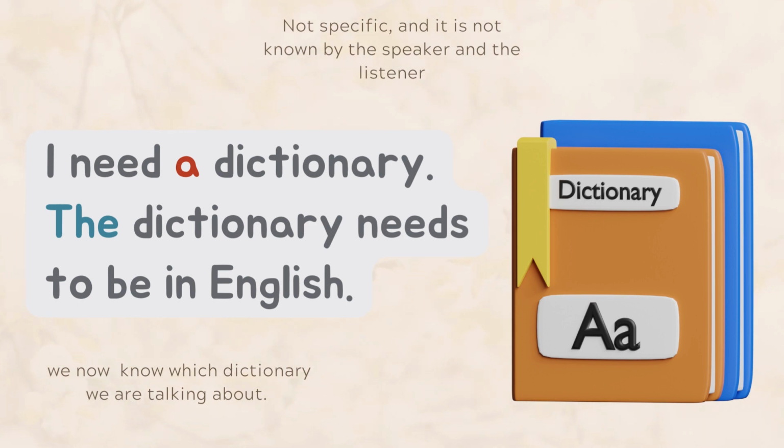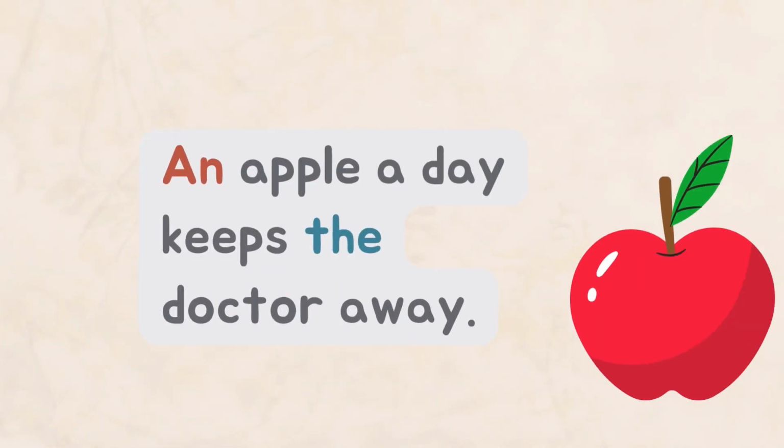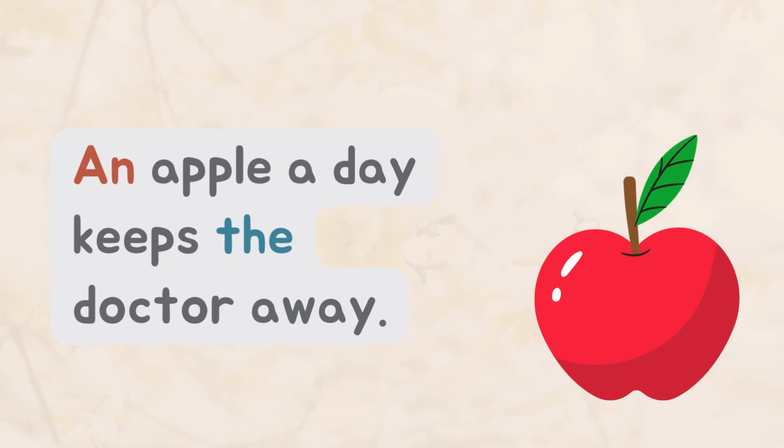Let us see another example. In the sentence, an apple a day keeps the doctor away, we used an before apple because it starts with a vowel. In this example, the words an and the are examples of articles.